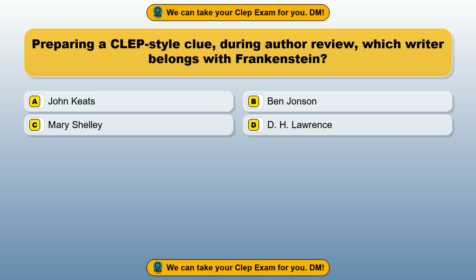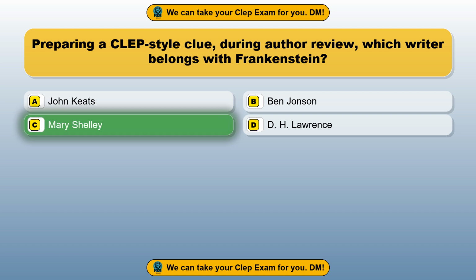Question 68. Preparing a CLEP-style clue during author review, which writer belongs with Frankenstein? Option A, John Keats. Option B, Ben Jonson. Option C, Mary Shelley. Option D, D.H. Lawrence. The correct answer is option C.